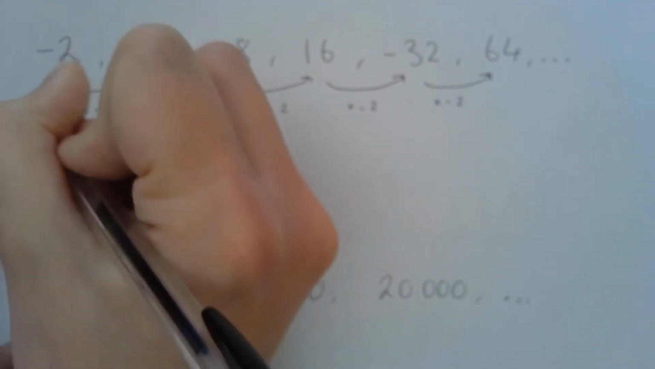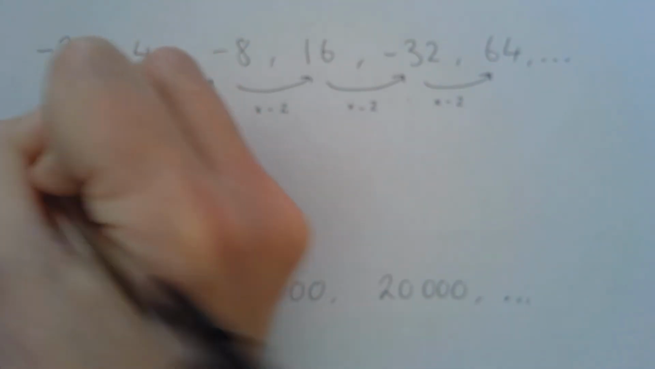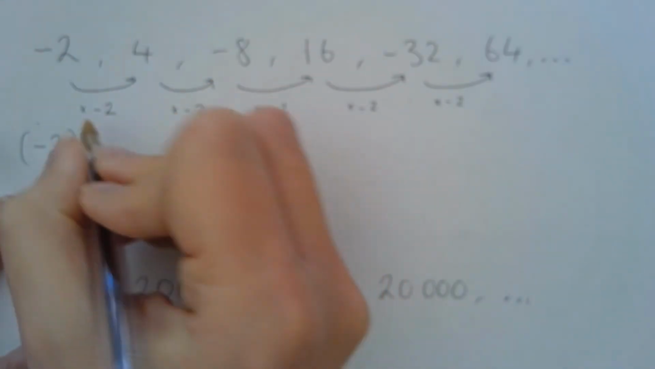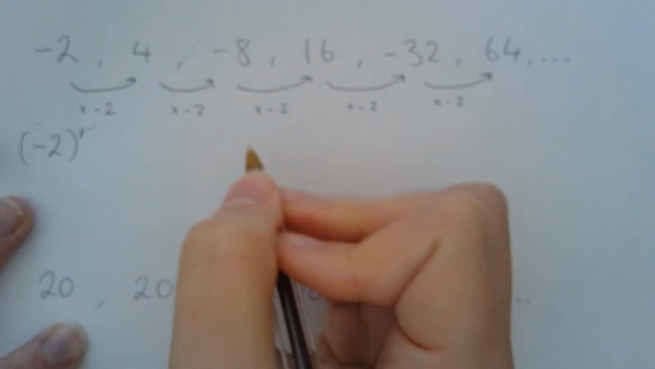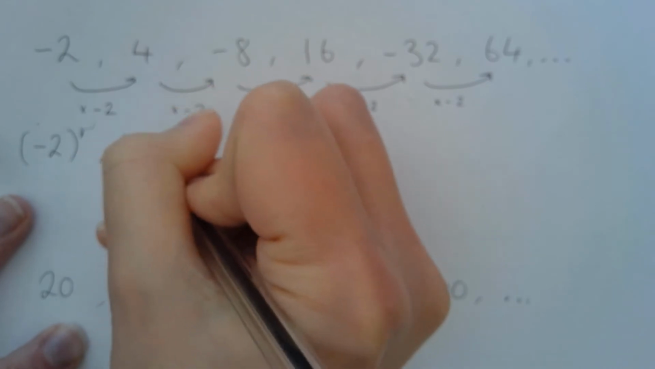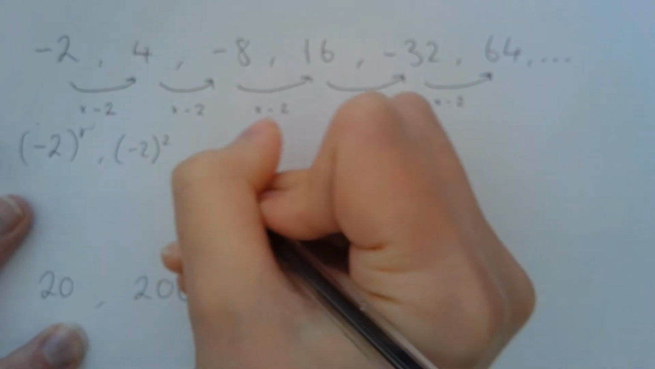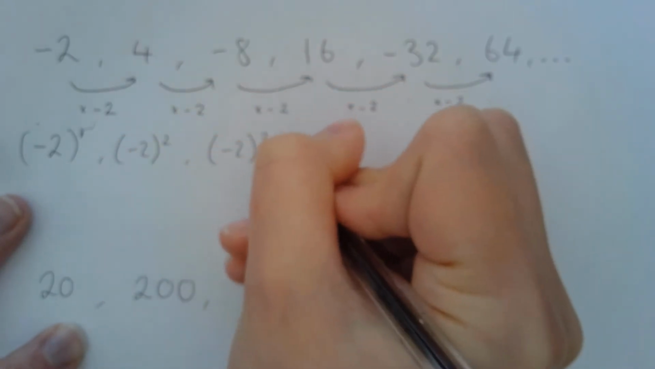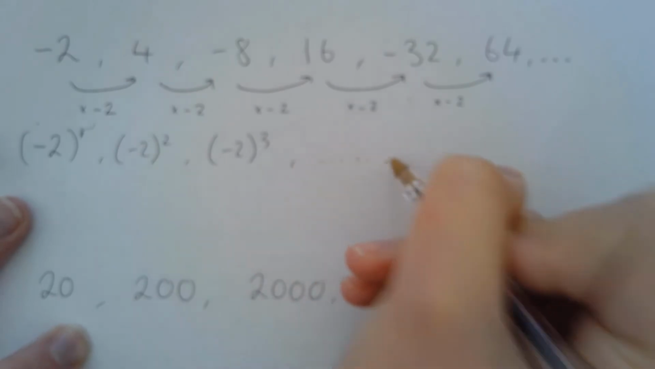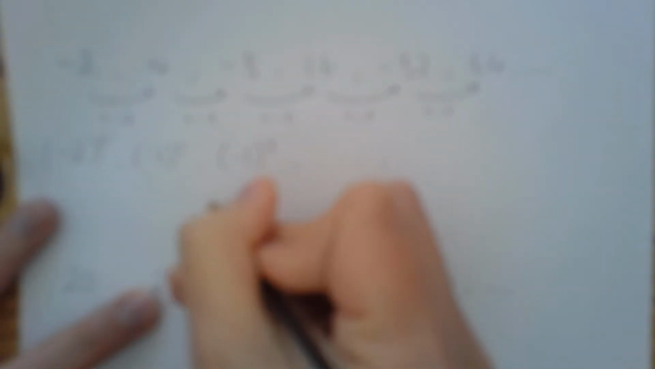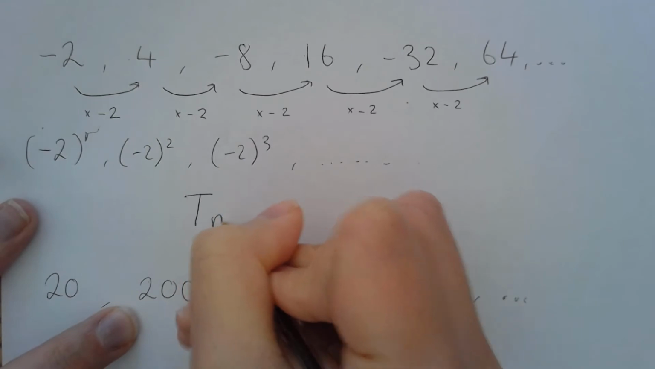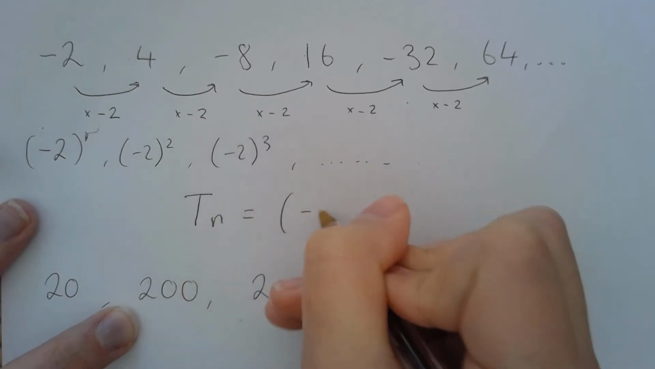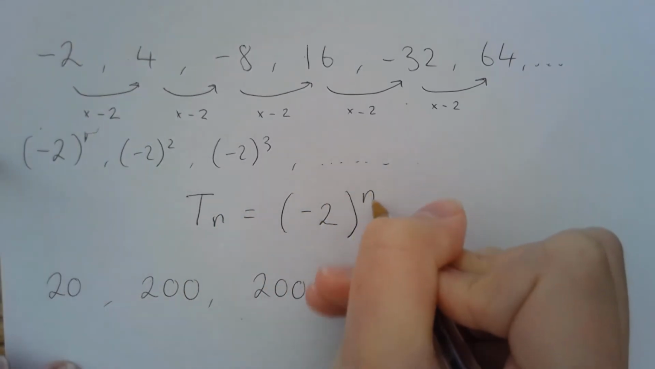So this is -2 to the power. -2 is -2 to the power of 1, 4 is -2 to the power of 2, -8 is -2 to the power of 3, and so on and so on. So my sequence can be written as t of n is -2 to the power of n.